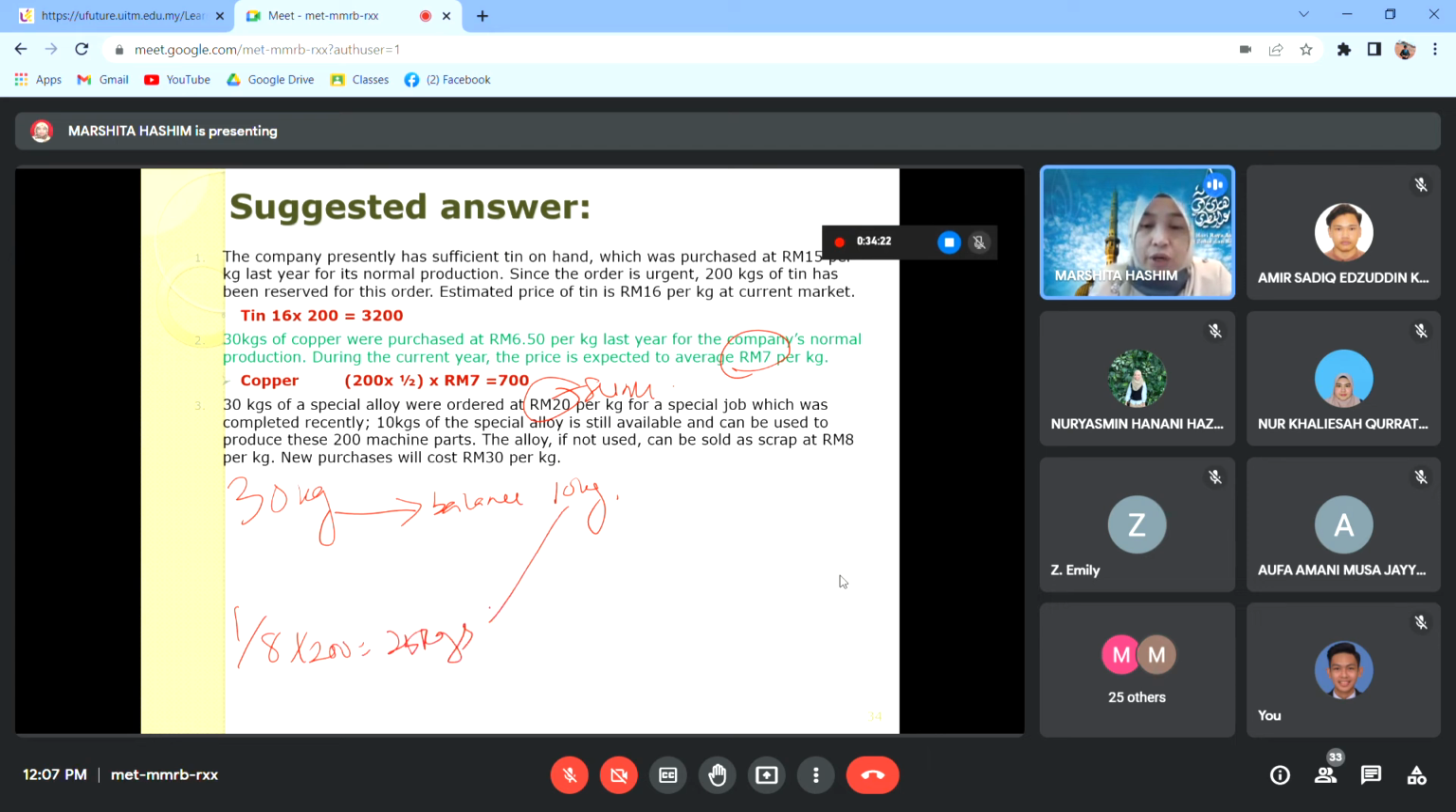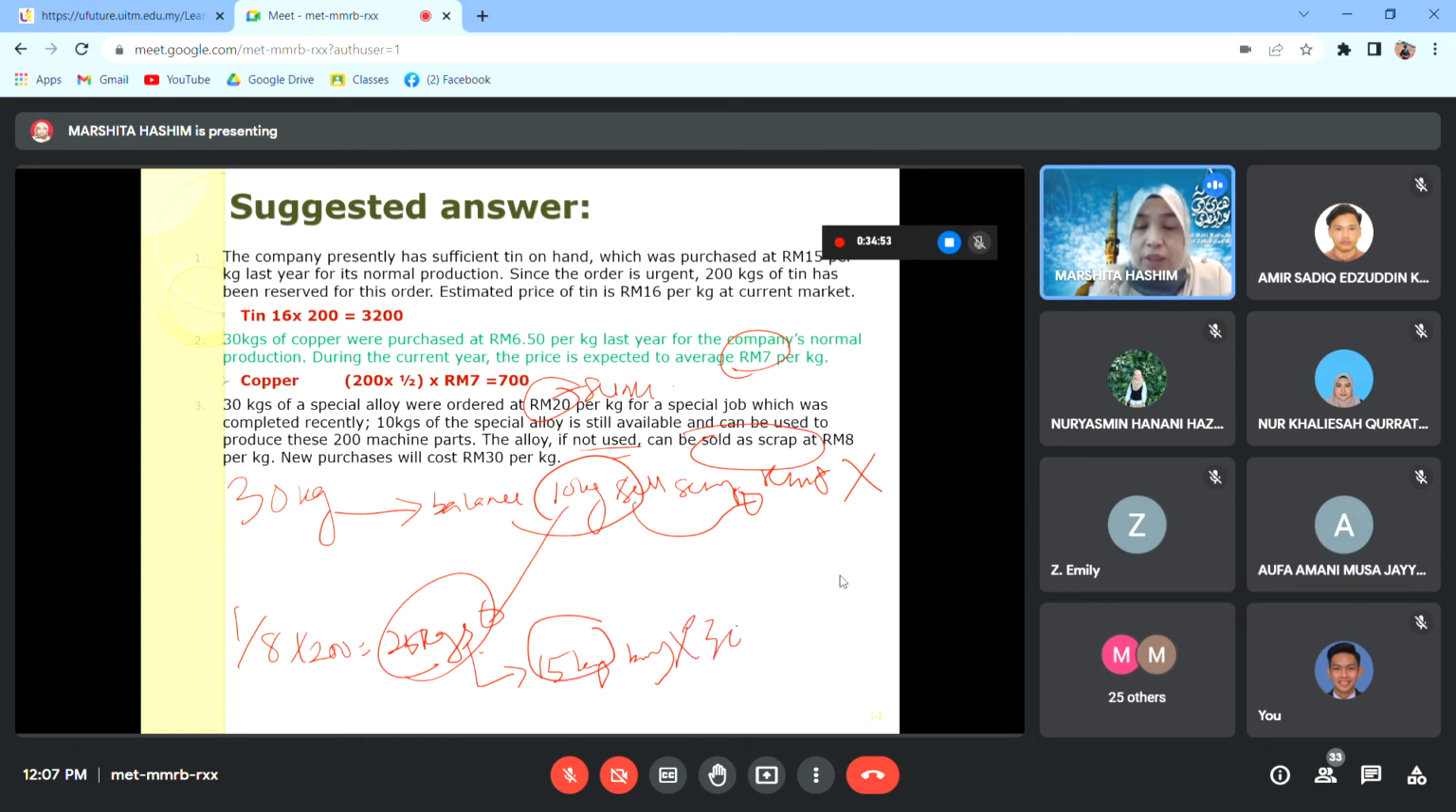Okay, 10 kilograms you can use. So the balance means 15 kilograms you have to buy. The alloy, if not used, can be sold as scrap at 8 ringgit. So these 10 kilograms you can sell at scrap value of 8 ringgit. If you use it to produce the product, you will not get scrap value. Therefore, relevant cost for 10 kilograms is 8 ringgit. The balance of 15 kilograms you have to buy, and then you have to pay 30 ringgit.